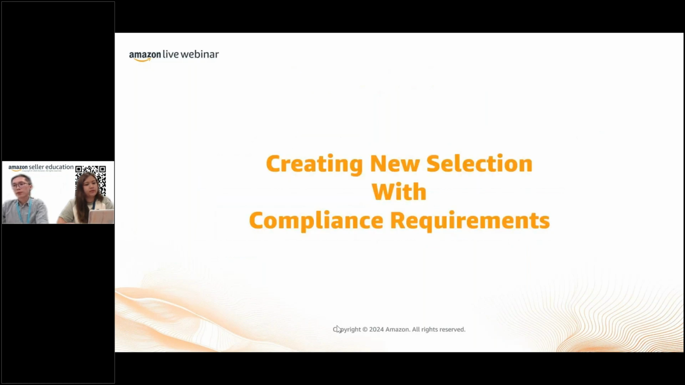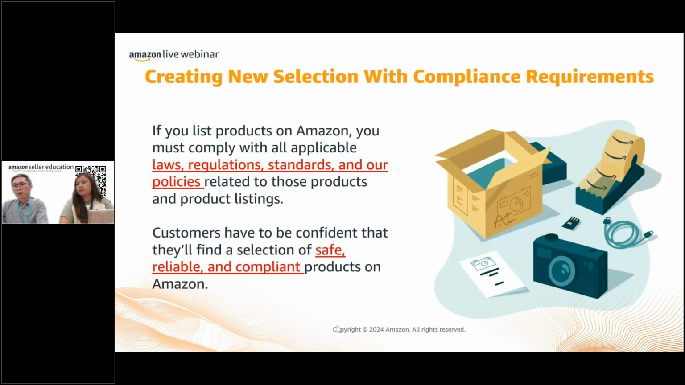Very quickly, to start off with, creating new selection with compliance requirements. So what is this about? If you list products on Amazon, you will need to comply with all the applicable laws, regulations, and standards, relating to Amazon's policy for those products you list to sell on Amazon. Your potential customers have to be sure that what they will find on Amazon is a product that is safe, reliable, and compliant. I highlighted the key points in red.